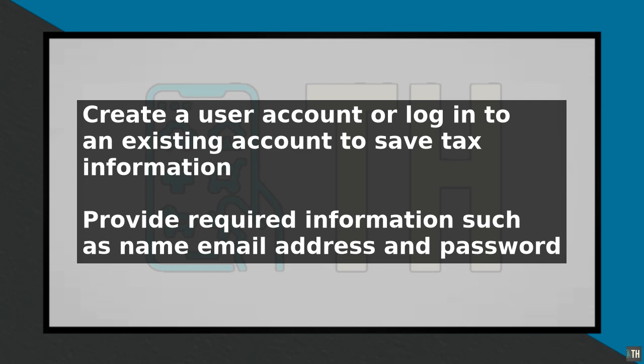Once you have created or logged into your account, the software will connect to the H&R Block servers to verify your activation code and account information. This process should only take a few seconds. After verification, you will receive a confirmation message indicating that the software has been successfully activated.